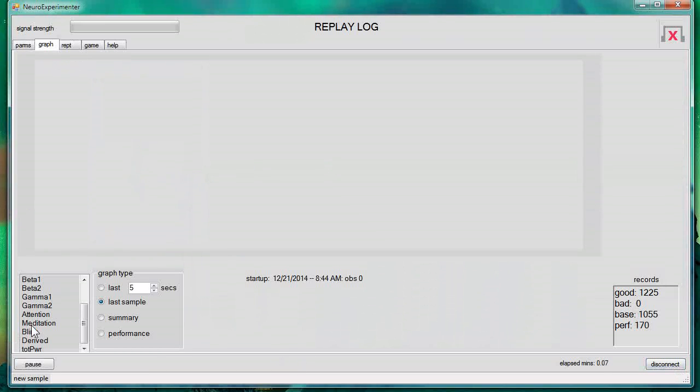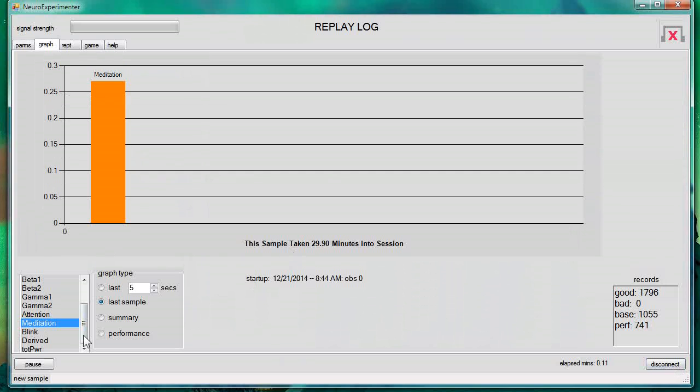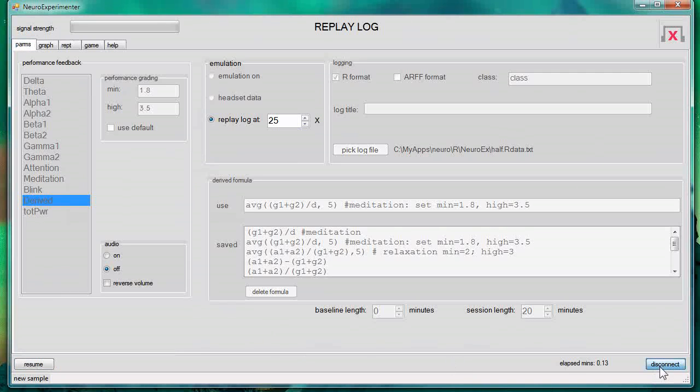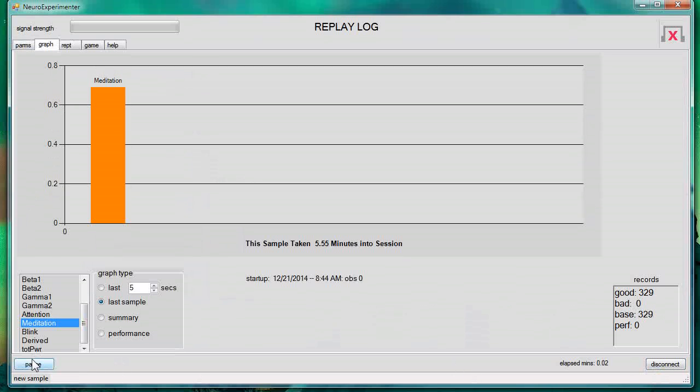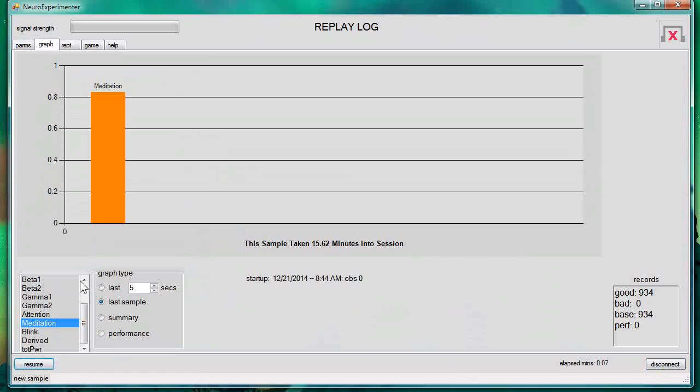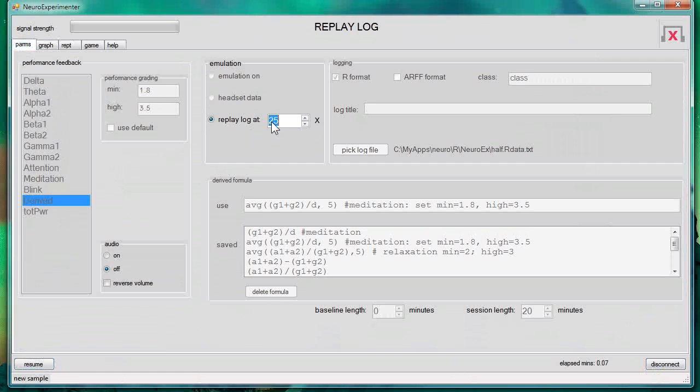And let's see here. Well, now we're 34 minutes into the session, so we don't have much time left. So let me go back and redo this. And this time I'll stop it more quickly. Okay, now we're in the second half of the session, so I'm going to go back and change this replay speed to normal speed, and I'm going to turn the audio on.